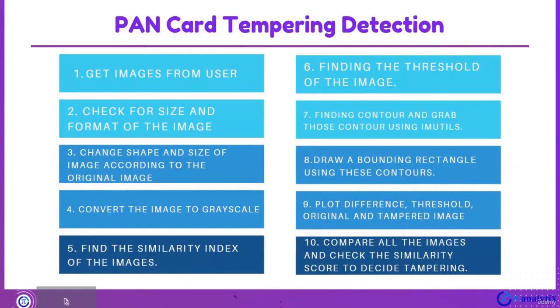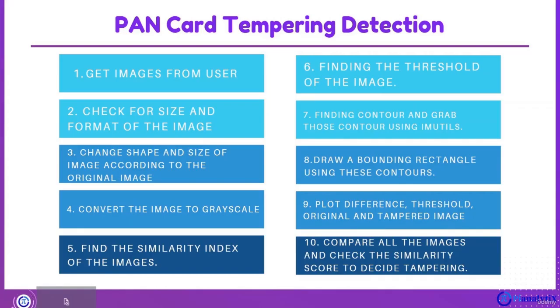We'll do this project in 10 simple steps, in which first we take the images from the user. We'll find the threshold, we'll find the size and the format of that image. We'll change the shape and size of the image that we get from the user to the original PAN card image. Then we'll convert that image to grayscale to find the similarity index. After the similarity index, we'll find the threshold of the image, contours, and grab those contours using IMUtils. Next, we will create a bounding rectangle using those contours. After that, we'll plot difference, threshold, original, and tampered image, which we will compare and get the score of similarity to decide whether the image is tampered or not.